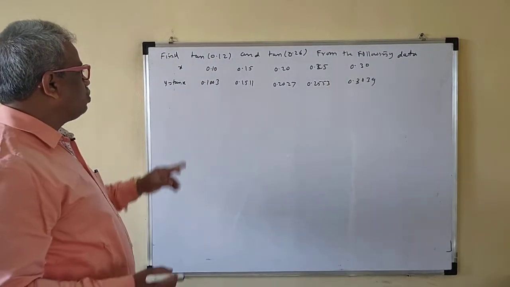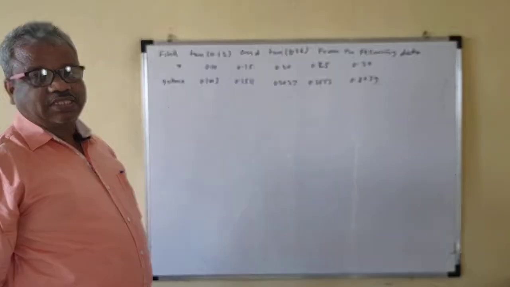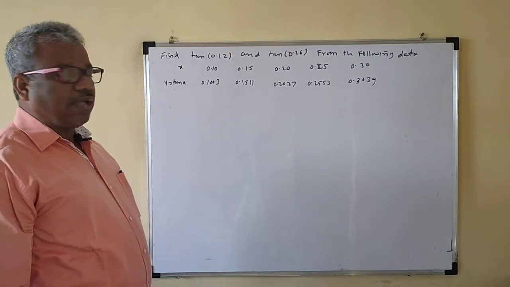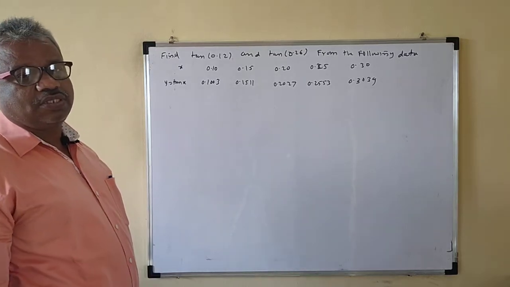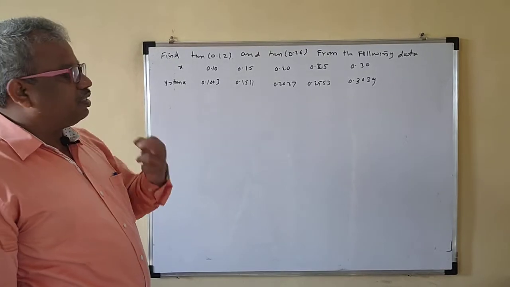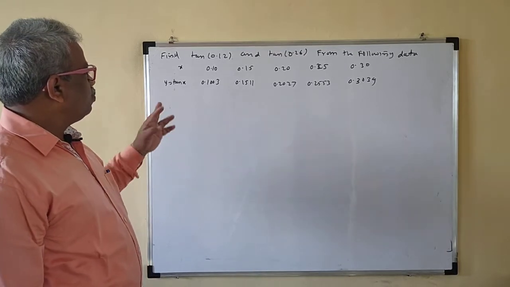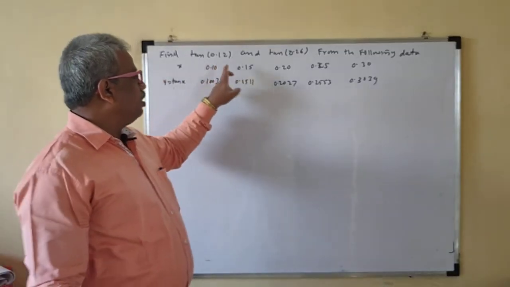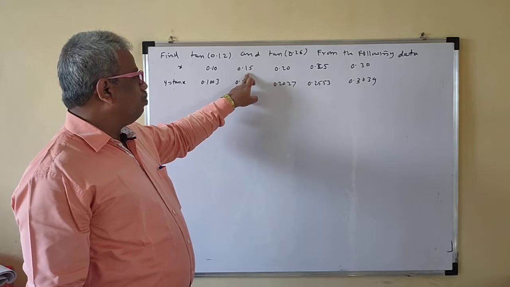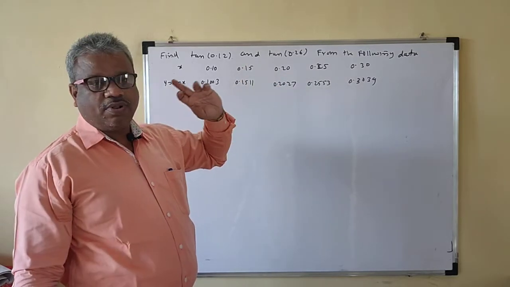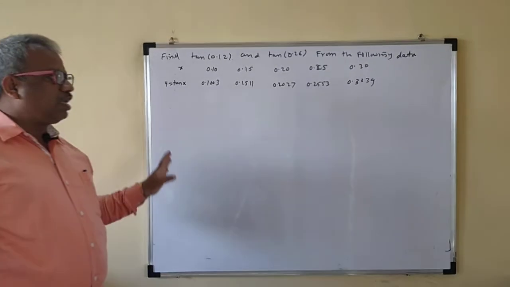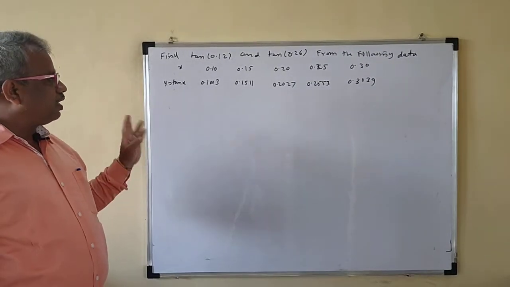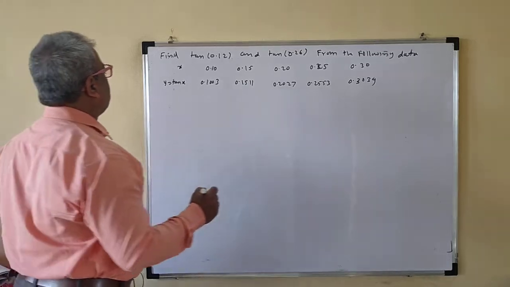First, see whether the values of xi are equally spaced or not. If the values of xi are not equally spaced, then you cannot apply Newton's forward difference interpolation formula or backward difference interpolation formula. Here the values go 0.1, 0.15, increasing by 0.05 each time. So the values of xi are equally spaced, and we have to construct the difference table.